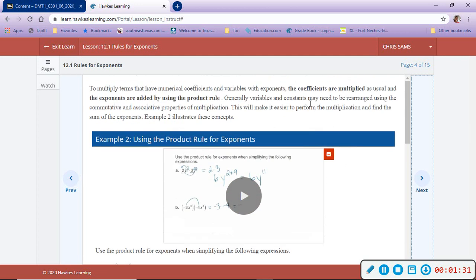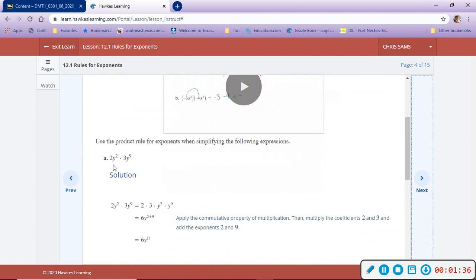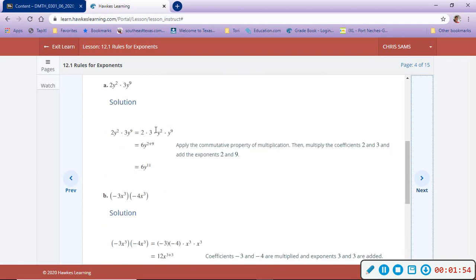Now, sometimes you might have coefficients, numbers out front, and letters. When we're doing multiplication, you're going to still multiply just like normal. 2 and 3, you're going to get 6. The rule for exponents only applies to those who have exponents. So the y's, you would actually add those 2 and 9, and they kind of show you that here. So they show you the 2 and the 3 pulled out, multiplied, and the y squared and y to the 9th. They're adding those, and they end up with this answer.